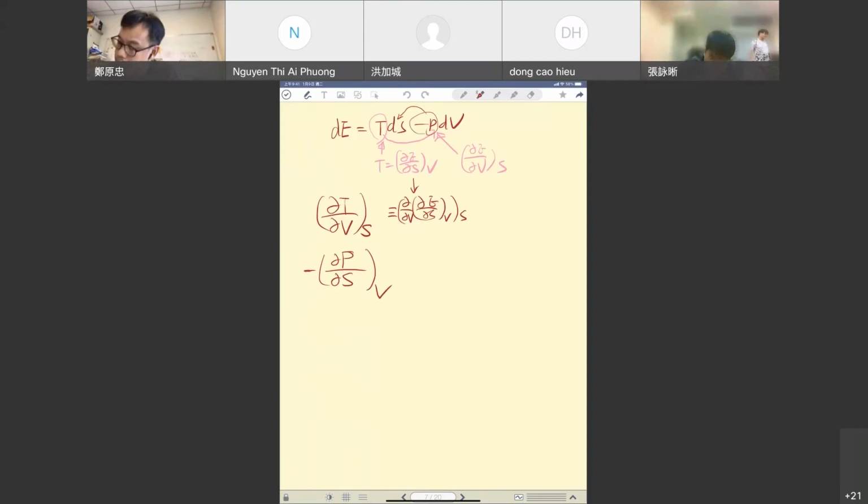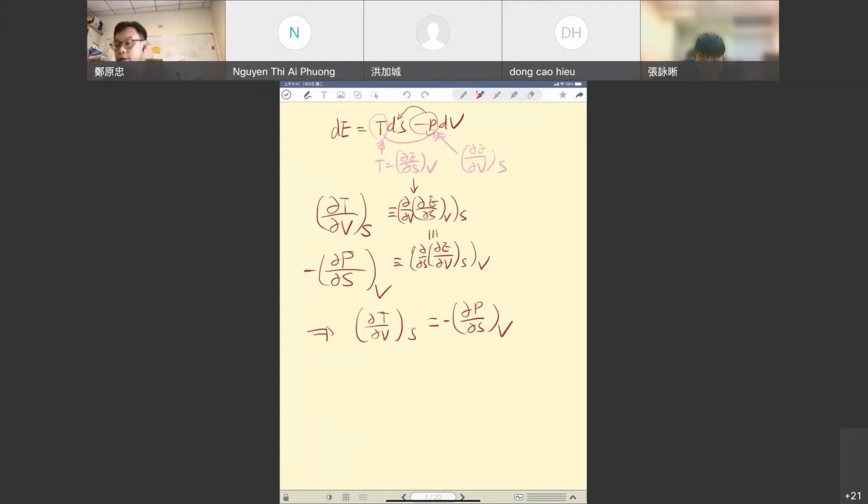Now we partial V first, and then partial S. And from what we said, they should be the same. So this tells us that partial T partial V should equal partial P partial S. This is one of the Maxwell relations. And there are many more. For each equation like this, you can derive one. So you have at least four Maxwell relations. If you account for other forms of energy, you have more Maxwell relations.